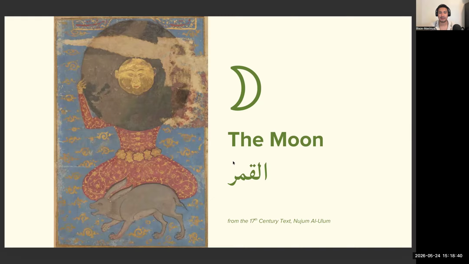Alhamdulillah. So we have Al-Qamar, the moon. I love this. The moon with the rabbit here as well, too. I think it's so cool.